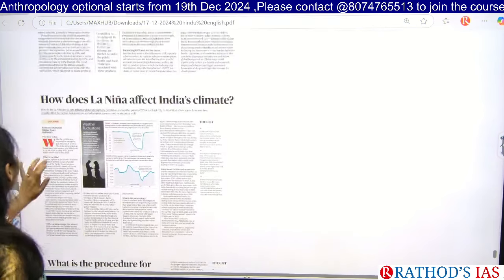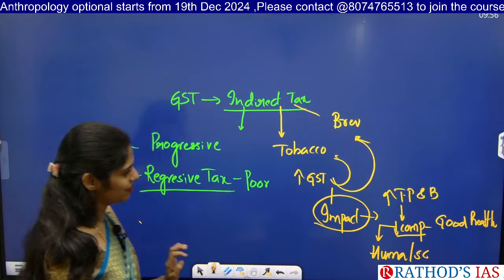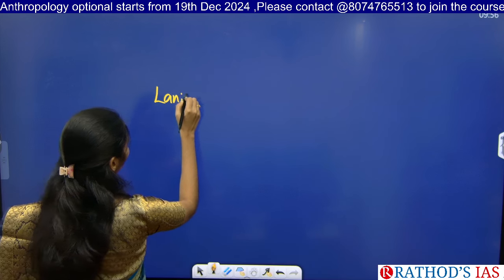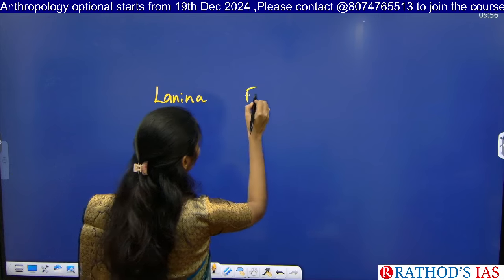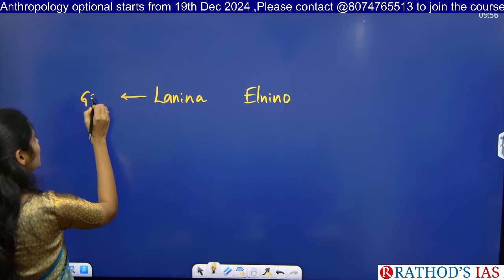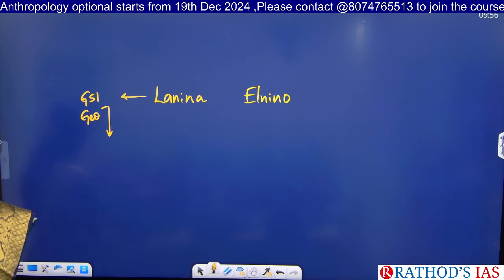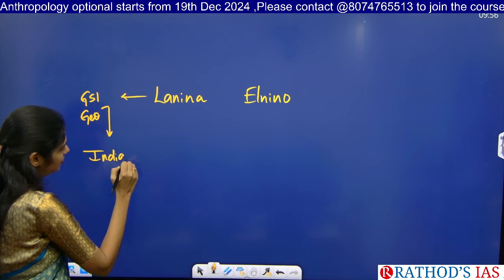Okay, next see this. How does La Nina affect India's climate? What is this La Nina? La Nina. More rain. In which subject will you be seeing this La Nina? Can you tell me another word opposite to this La Nina? El Nino. El Nino and La Nina. So you will be reading about this in your GS paper 1 under geography. In geography, where will you see this? In climate systems. Is it related to the Indian monsoon?